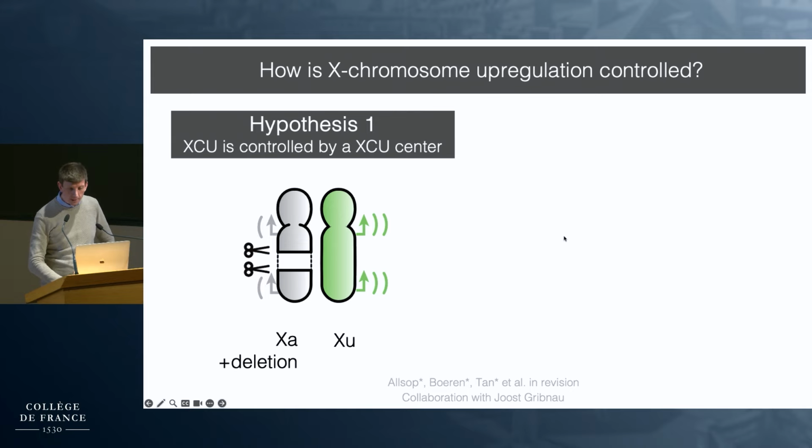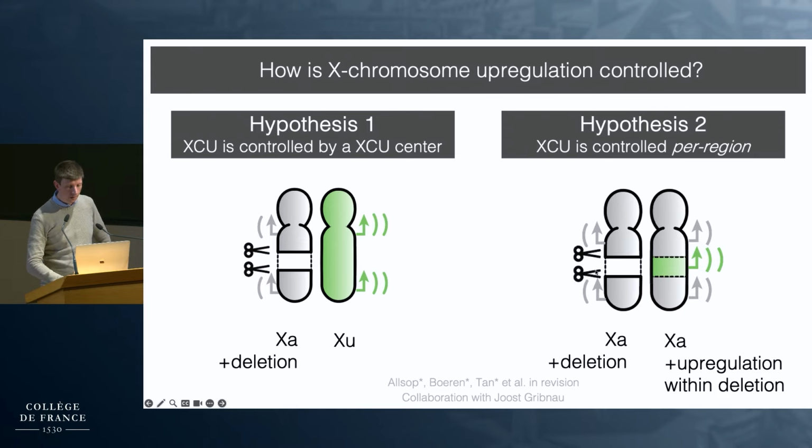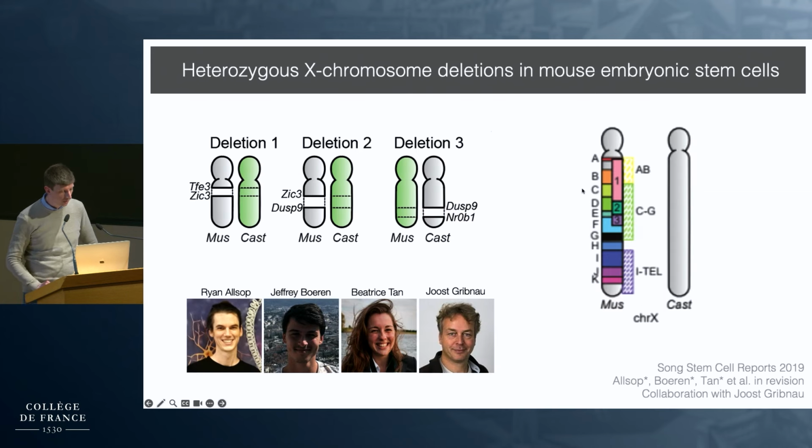And in the other hypothesis, we posited that maybe if we delete one region on one of the two X chromosomes, this might be compensated in trans on the other allele, but specifically within that region. And I will show you results suggesting that hypothesis 2 is really the model that is happening in cells. So this is a great collaboration with Joost Gribnau's lab.